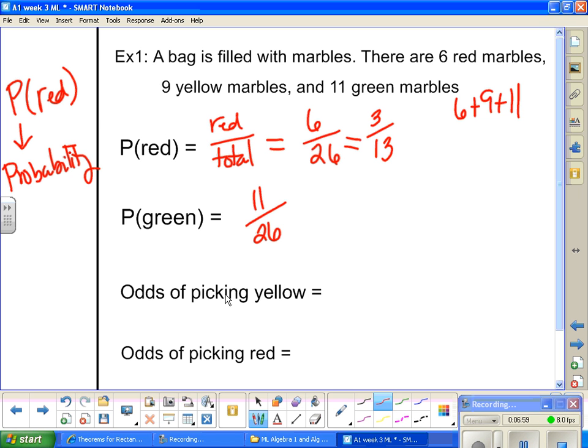So the next is the odds of picking yellow. So remember, we want yellow over red plus green. So for the yellow, there's 9, and the red and the green, 11 plus 6 is 17. Since the odds is a ratio, you can write it as a fraction, or you can write it as a ratio, 9 to 17.